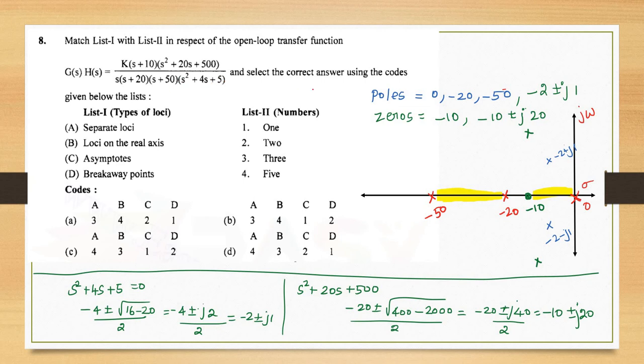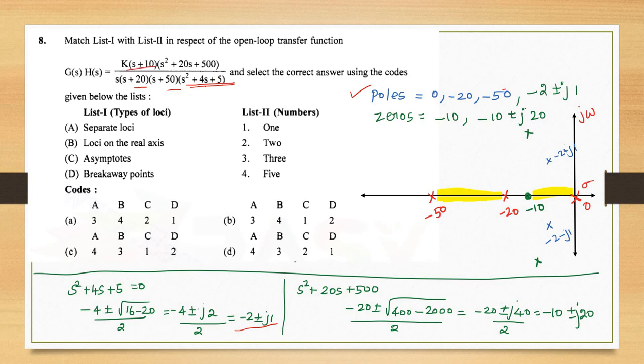First of all, I am going to find out the number of poles. How many poles? 0, minus 20, minus 50. Another 2 more poles are available, which are complex values. I am going to find out the complex values. S square plus 4S plus 5 is equal to 0. Minus b plus or minus root of b square, 16 minus 20, by 2. So minus 4 plus or minus j2 by 2, that is minus 2 plus or minus j1. Poles are over. Then how many zeros?